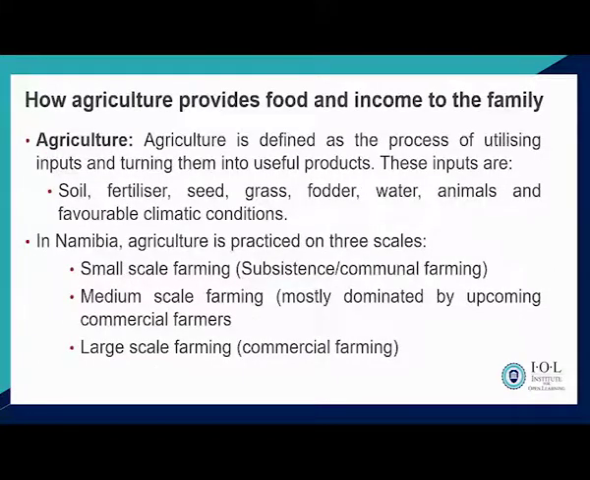In the first unit, how does agriculture provide food and income to the family? First of all, we'll start off by defining what agriculture is. It is the process of utilizing inputs and turning these into useful products. And these inputs are soil, fertilizer, seed, grass, fodder, water, animals, as well as favorable climatic conditions.